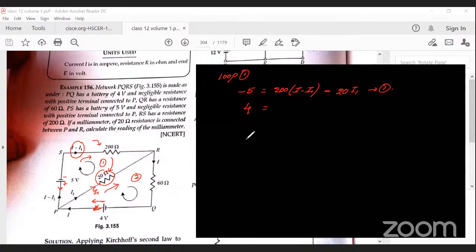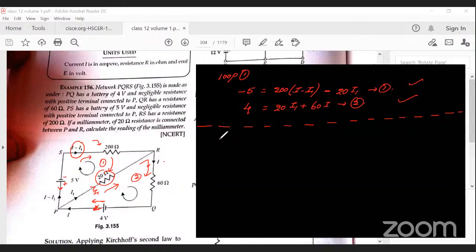Here both are in the same direction, so it is a 20 I1. And in the middle, the current I flows, and both are in the same direction. So loop and current both are in the same direction. It is a plus 60 I. This is your second equation. Remember, if you have any doubt here, first just try to understand how to write the equations based on the loops. Note it down and practice. After that you can practice your equation solving. Okay.